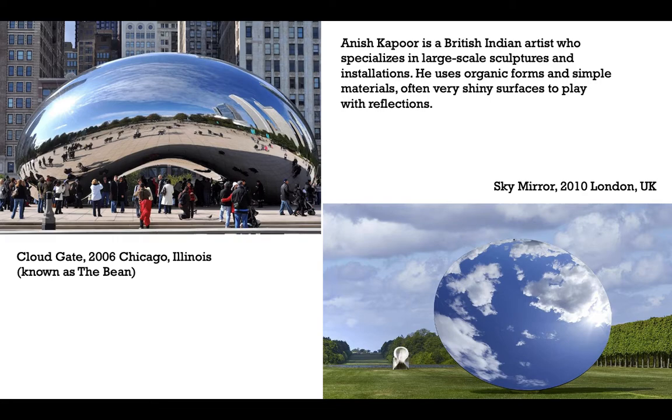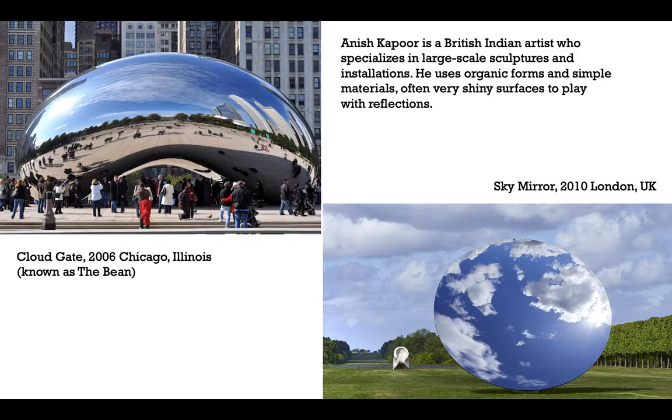He uses organic forms and simple materials, often very shiny, reflective surfaces, to play with reflections and also the idea of positive and negative space. On the left, you see a work called Cloudgate, which is in downtown Chicago. It's also known as the bean for its bean-like shape. And you can see in the reflection that the curved surface of this bean distorts the entire area around it.